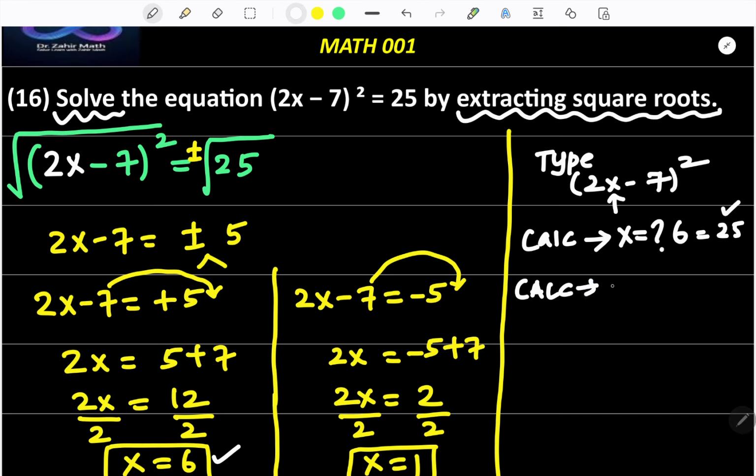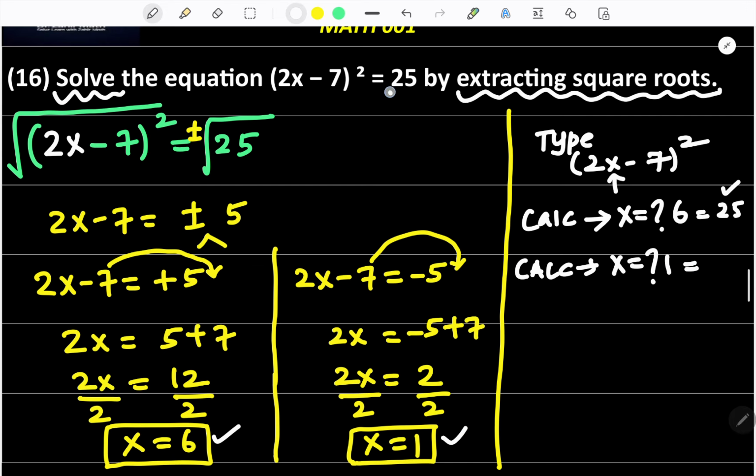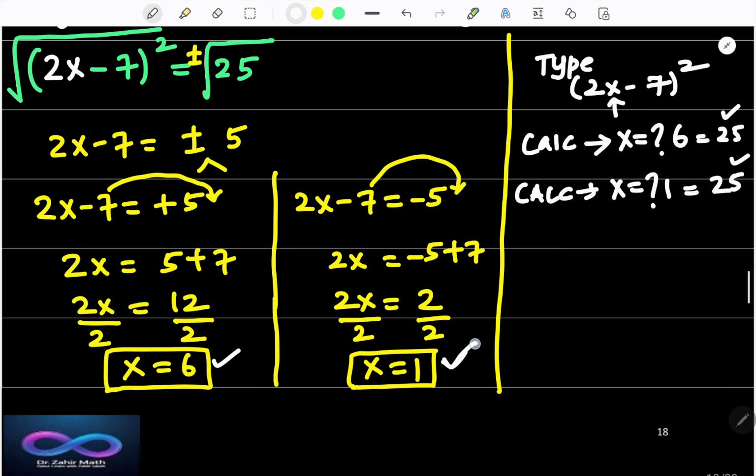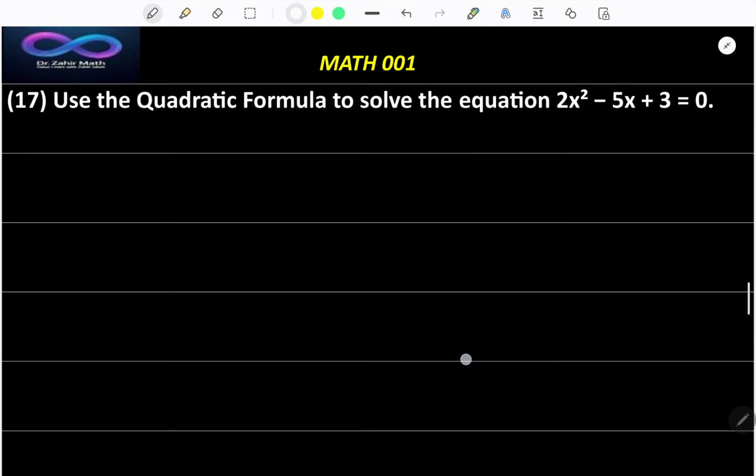Again press calc and then "X?", you give the answer 1 and then press equal, you should get the answer 25. If you get the answer 25, then your x is equal to 1 is correct. Clear all of you? Right. So in this way, you can check your answer in the calculator. Let's go to the next question.